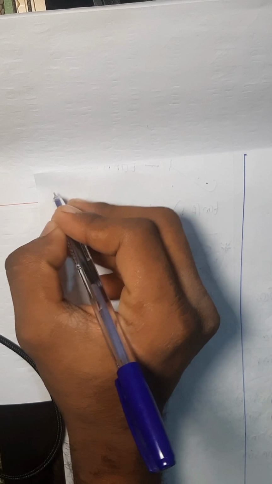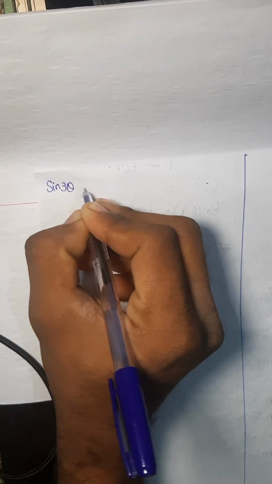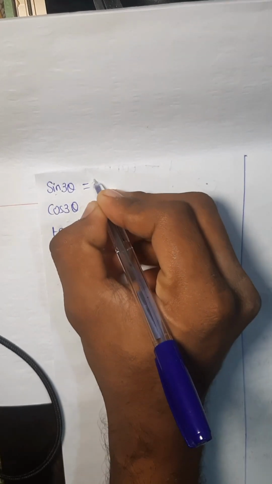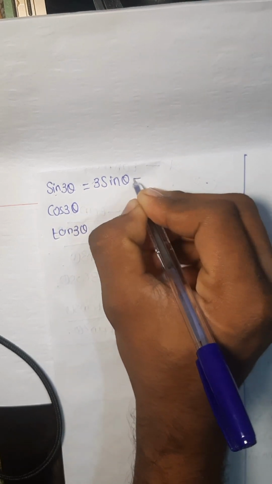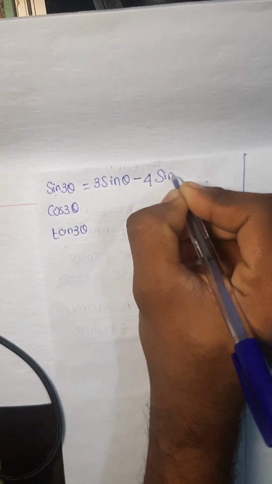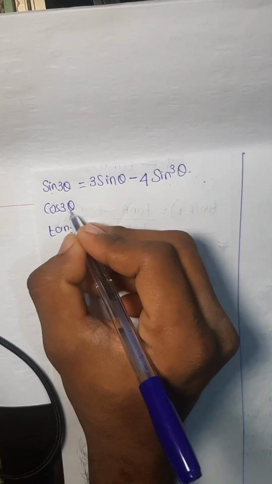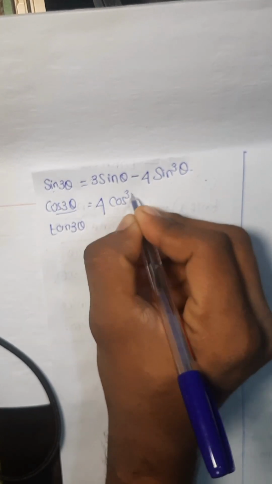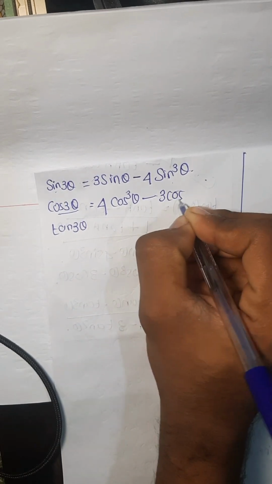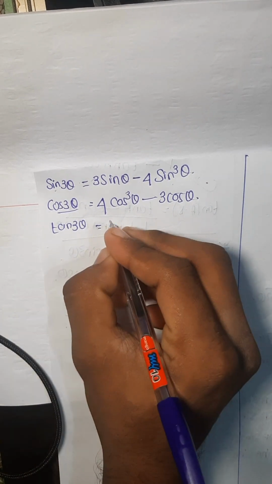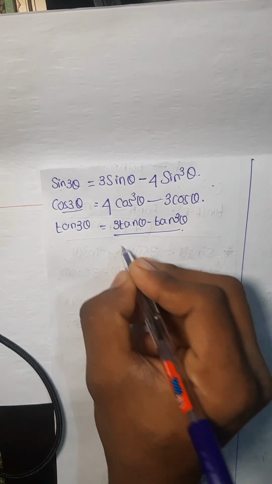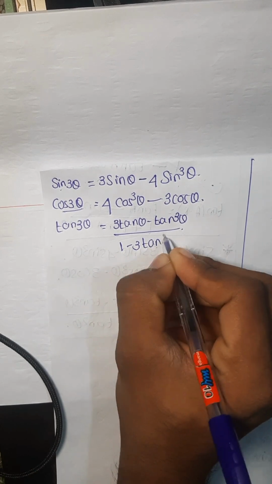Next important formulas: sin 3θ, cos 3θ, tan 3θ. Sin 3θ is equal to 3 sin θ minus 4 sin cube θ. Cos 3θ is equal to 4 cos cube θ minus 3 cos θ. Tan 3θ is equal to (3 tan θ minus tan cube θ) over (1 minus 3 tan square θ).